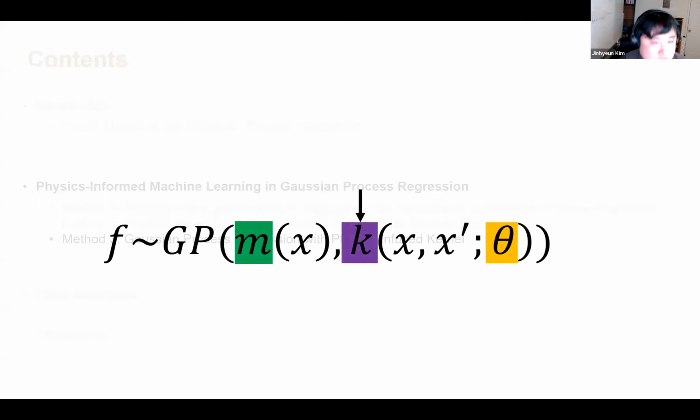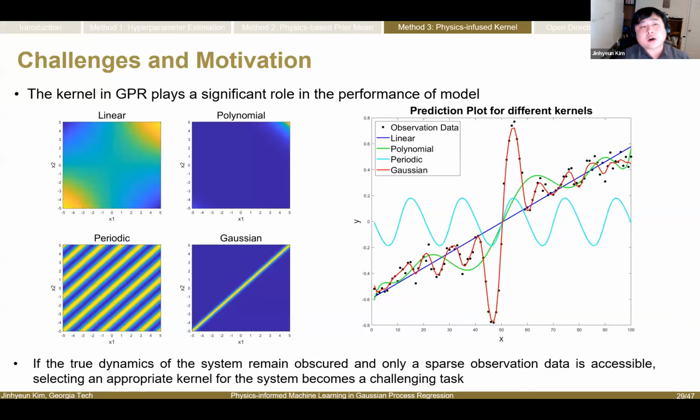Next, our focus is the kernel function, because the choice of kernel determines the success and failure of the model and determines the dynamics of the GPR process. The kernel in GPR plays a significant role in the performance of the model. The plot shows 4 simple kernels, linear, polynomial, periodic, and Gaussian, which show the covariance values for 2 different input locations. It is a symmetric kernel.